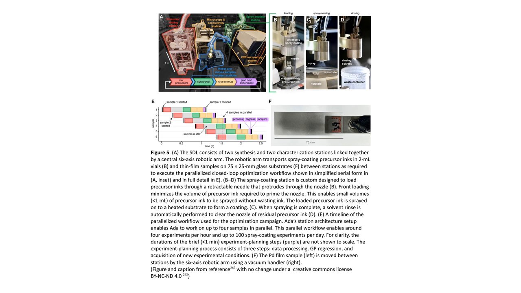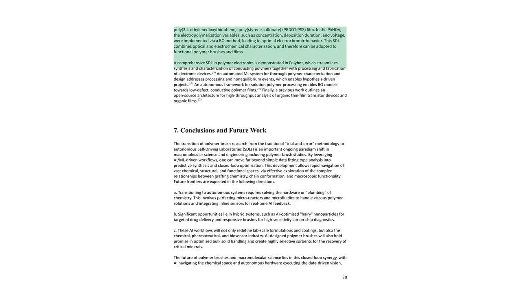The AI planner, likely using a method like Bayesian optimization, designs an experiment. The robot executes the synthesis. The sample is moved to a characterization station. The data is fed back to the AI, which updates its internal model of the system and designs the next experiment, aiming to optimize a target property. A timeline of this process shows how multiple samples can be processed in parallel, enabling a throughput of hundreds of unique experiments per day. This is a dramatic acceleration compared to traditional research.